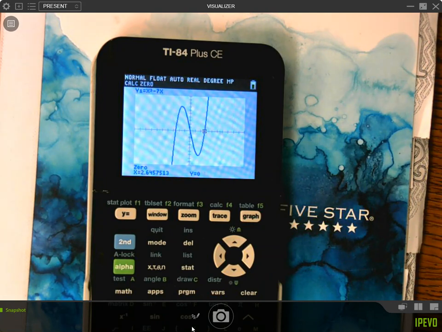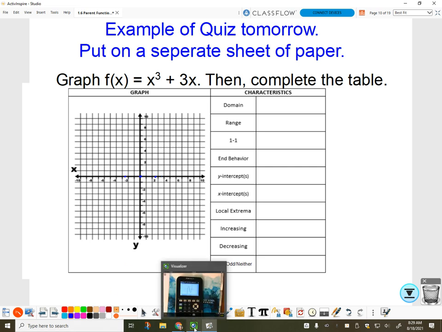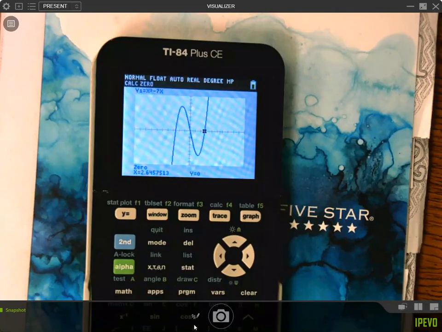Alright, so on our paper, we know the zeros, so we can put zeros roughly here, and we had one at 0, and roughly here. Alright, so then we need to go back and look at our min and max. So this one has a maximum and a minimum.